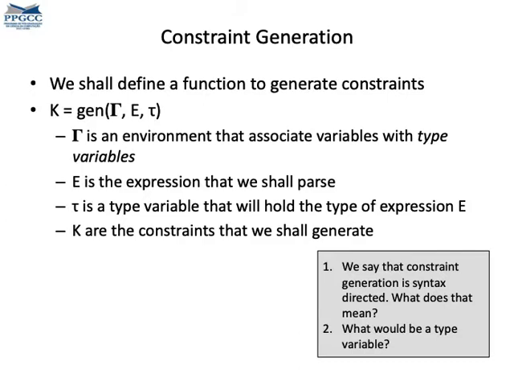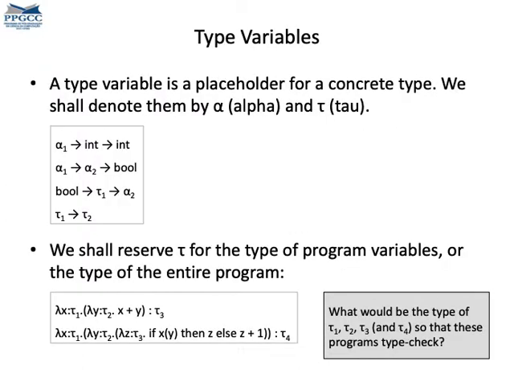This function receives three arguments: a type environment that associates types with free variables, plus the expression e that must be processed, and tau, the type variable used to annotate e. This function returns a set k of constraints. The constraints, which we have not seen yet, relate type variables.